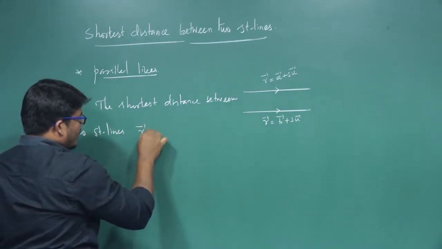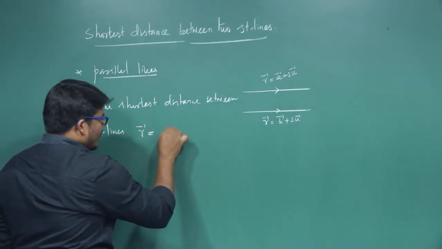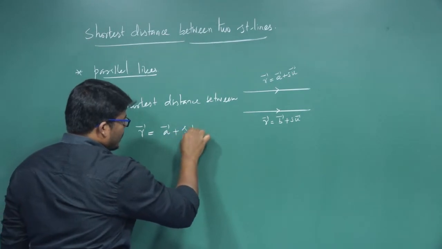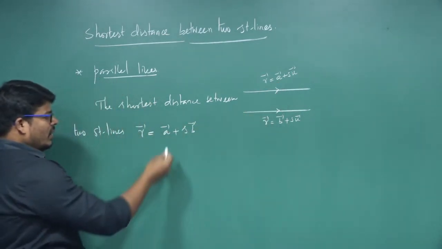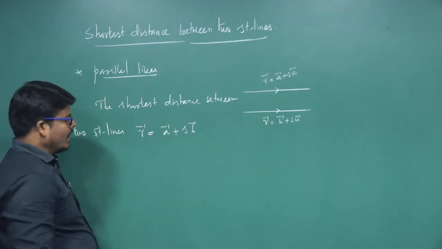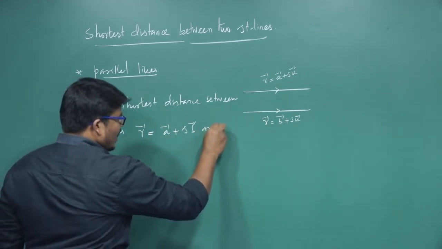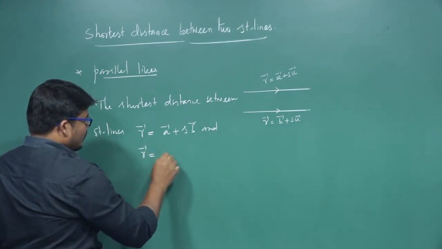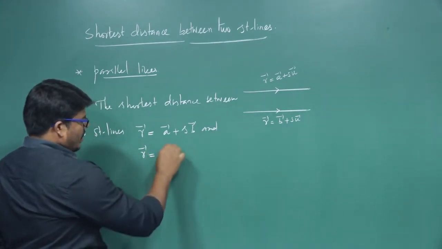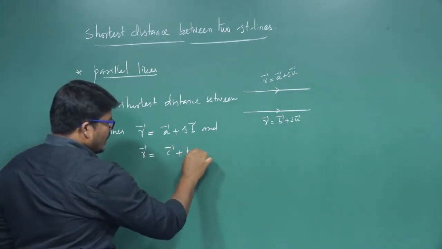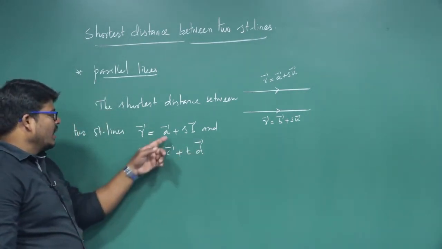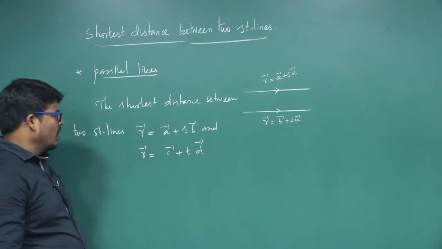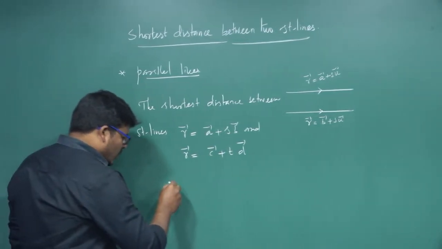The first one, r vector equal to a vector plus s b vector. So write u vector as b vector: r vector equal to a vector plus s b vector, and the second line r vector equal to c vector plus t of d vector. That is the equation of two lines. Now find the shortest distance between the two lines.